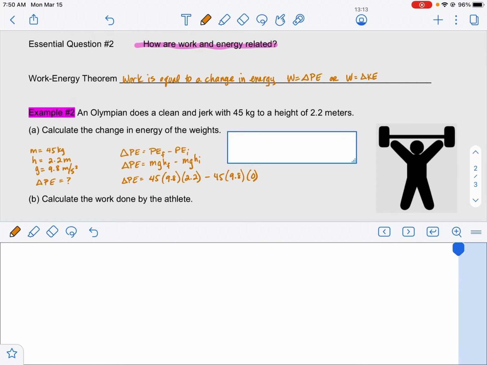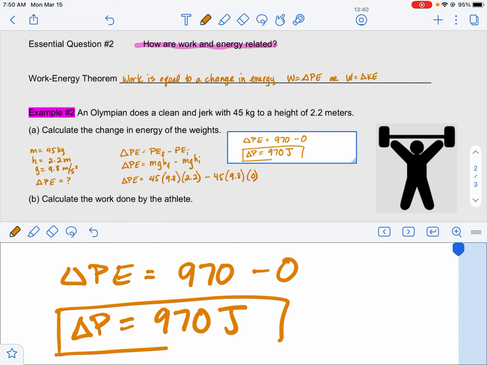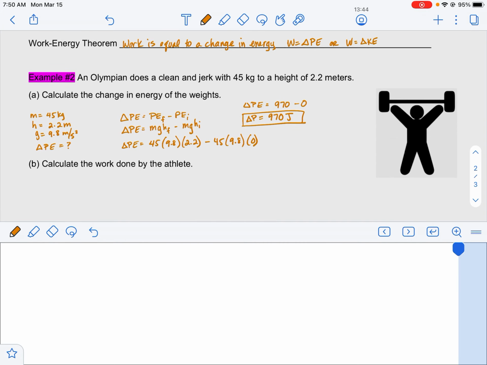So if I go ahead and do my math, I'm going to come up with the change in potential energy is equal to, let me get my calculator, 45 times 9.8 times 2.2 is going to be 970 minus 45 times 9.8 times 0 is 0. So my change in potential energy is 970 joules. Okay, so that's part A, change in energy.